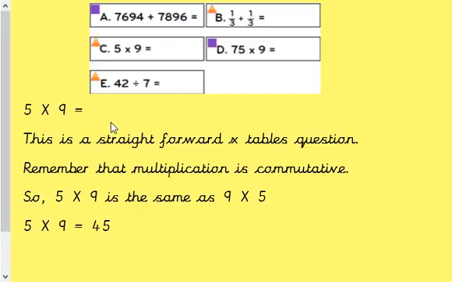Second question this morning, we're going to look at 5 9s. Well, 5 9s is a straightforward times table question. The only thing I always say, remember that multiplication is commutative. So if you're struggling with the 9s, then you could turn the digits around because it's commutative, and it will be 9 times 5. You will get the same answer. 9 5s are 45.